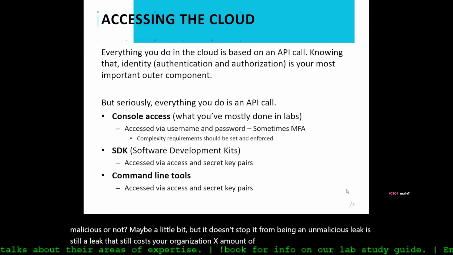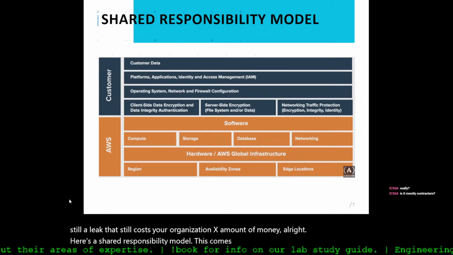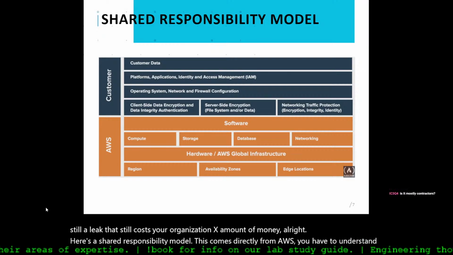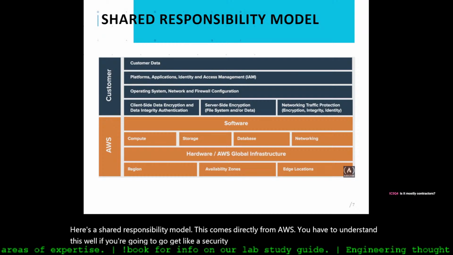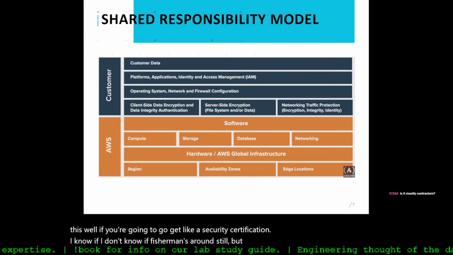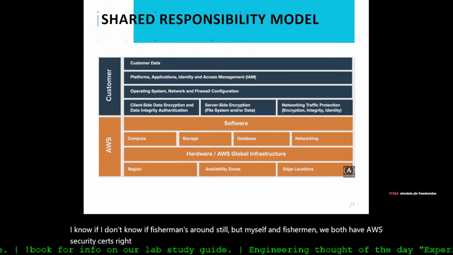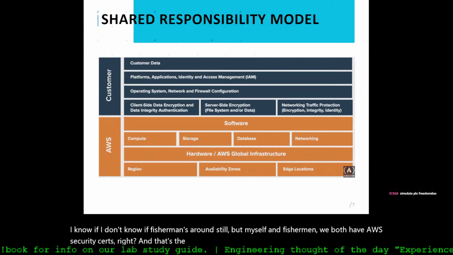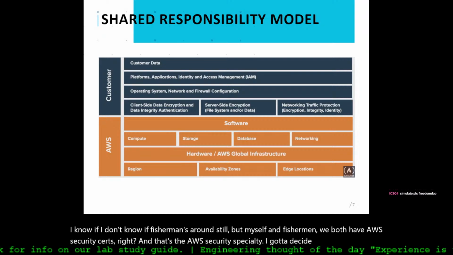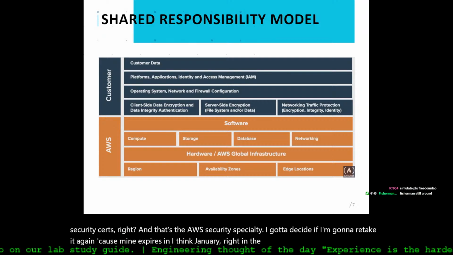All right. Here's a shared responsibility model. This comes directly from AWS. You have to understand this well if you're going to go get a security certification. I don't know if Fisherman's around still, but myself and Fisherman, we both have AWS security certs, right? And that's the AWS Security Specialty. I've got to decide if I'm going to retake it again because mine expires in, I think, the middle of January.